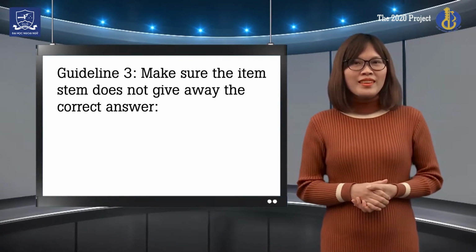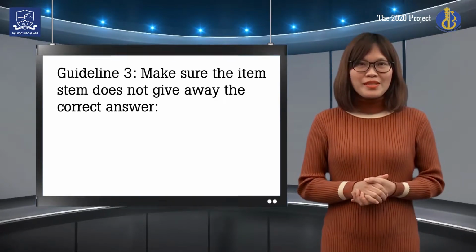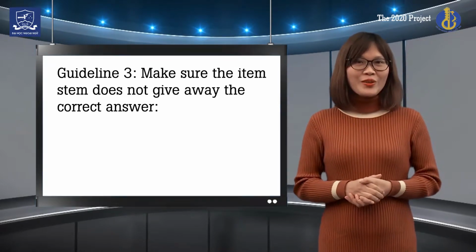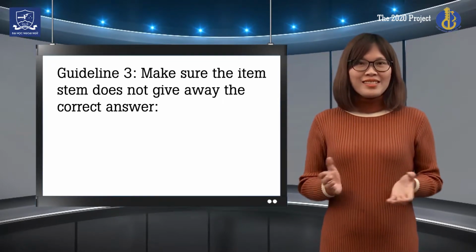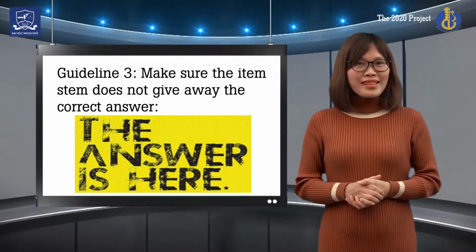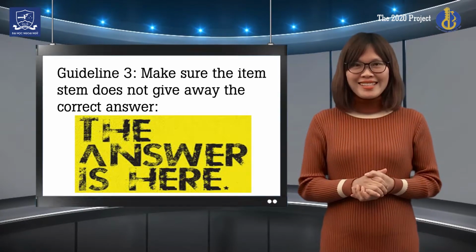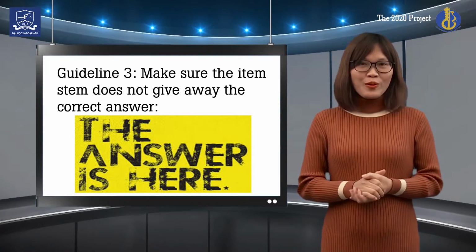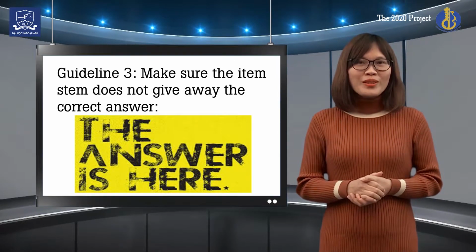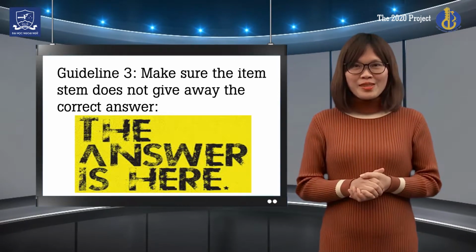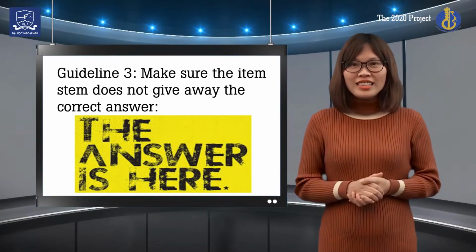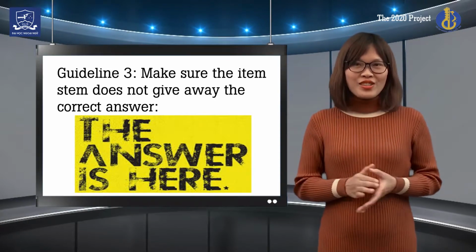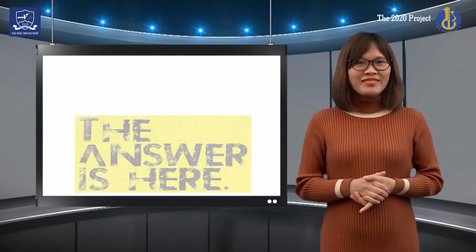Guideline 3. Make sure the item stem does not give away the correct answer. Sometimes the item stem itself can give away the correct answer. For example, one of the most well-known habits is to end the item stem with the article "an" when only one answer choice begins with a vowel.